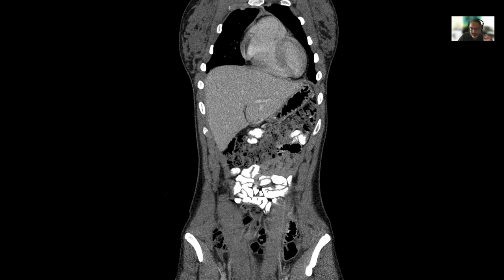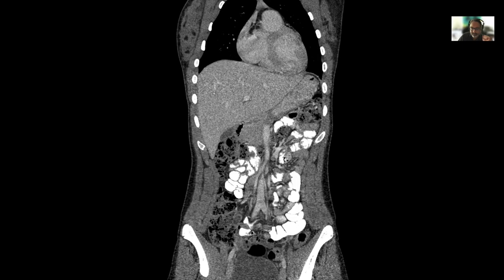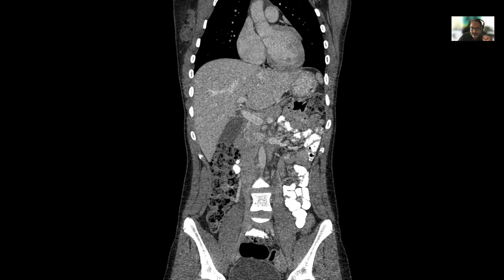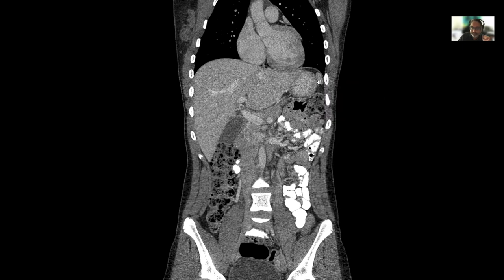I'm going to go deeper now. Let's go deeper. That's still the transverse colon. Once you go deeper, that's still the transverse colon. That's the stomach. There is the stomach. That one, you see that structure there? That little, that's the spleen, absolutely.